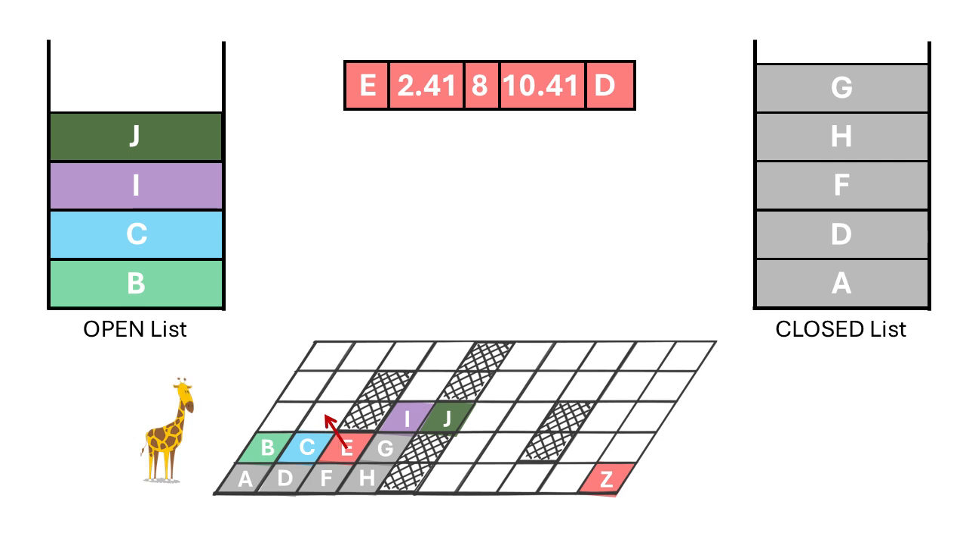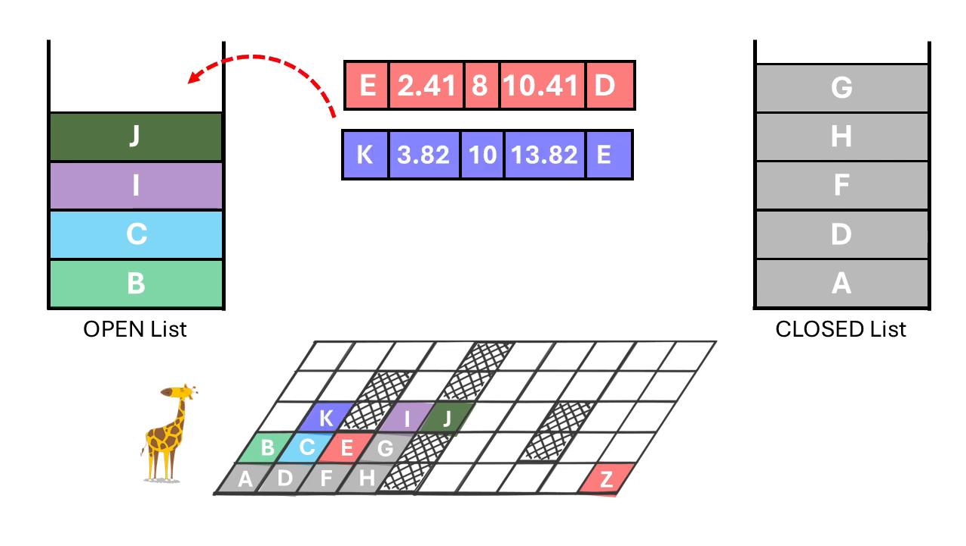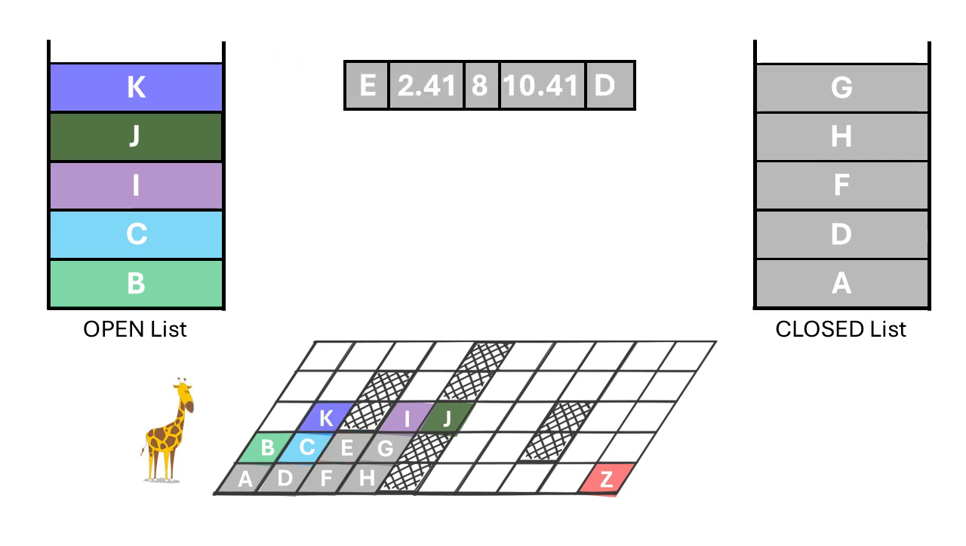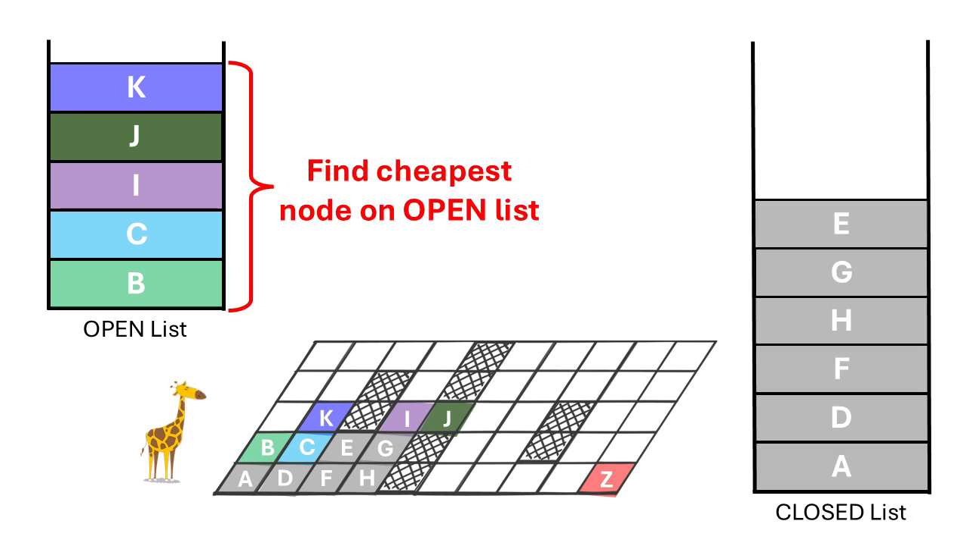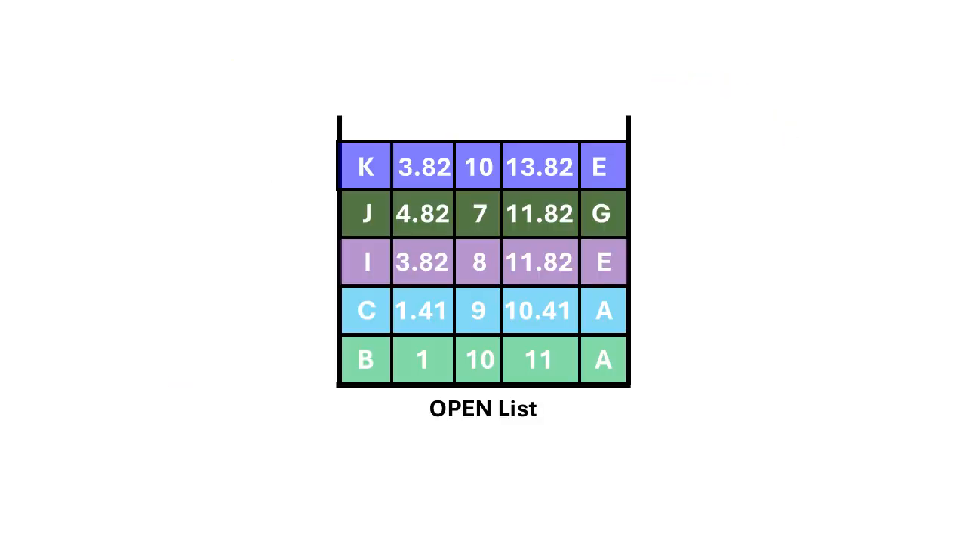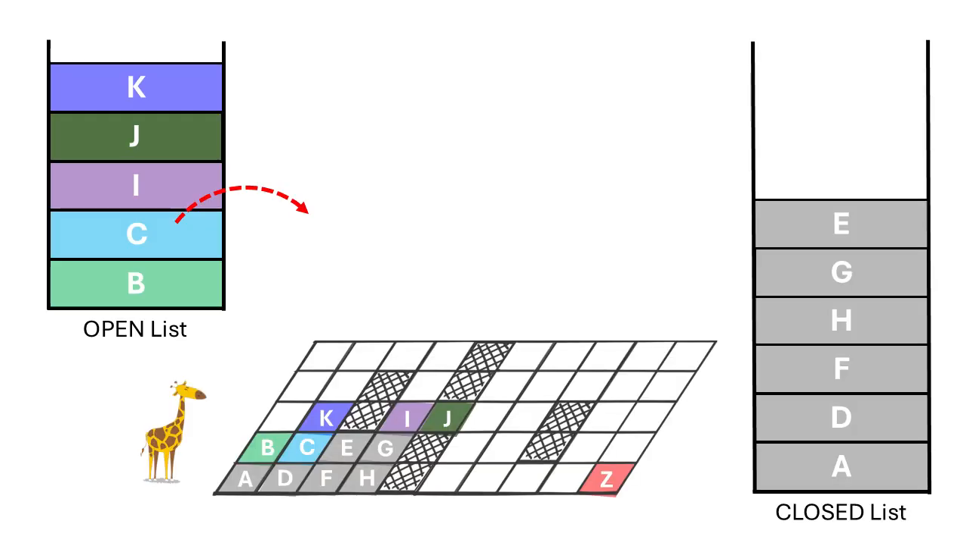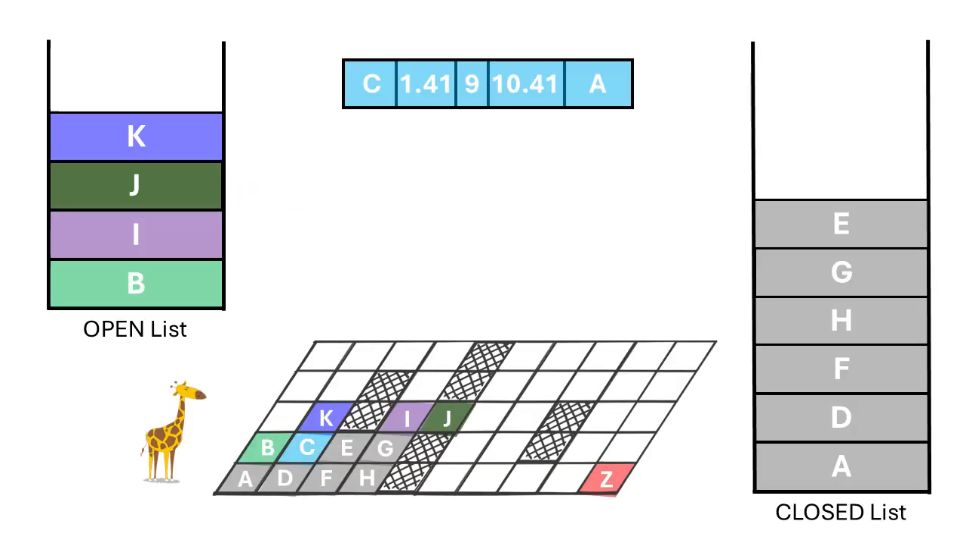The next neighbour is a new one, so we create node K and add it to the open list. Node E is now fully expanded, so let's add it to the closed list. We still haven't found the target, so we need to get the next best option from the open list. This gives us node C, which has 2 interesting neighbours.